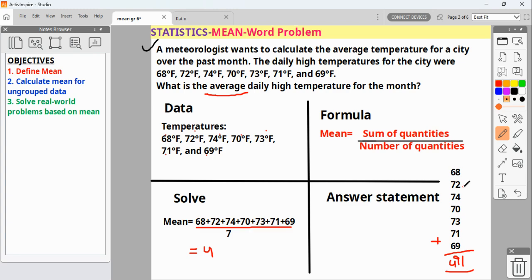It's 497, not 491, 497. So our answer is 497 divided by 7. So what we have to do next, we can see here 497 by 7 means divide by 7.